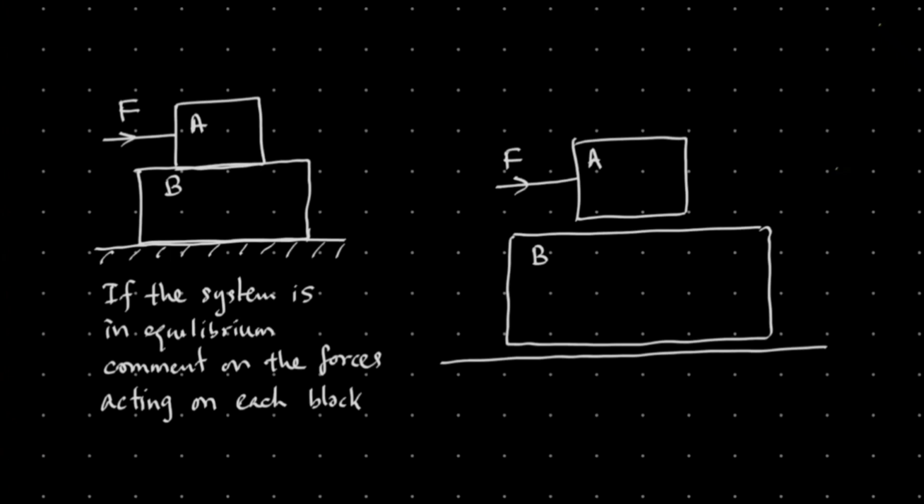So my basic question is, block A is being applied with a force F horizontally, and if the system is in equilibrium, comment on the forces acting on each block. I kept the question completely open by saying comment on the forces acting on each block, because we can expand it to other scenarios as well later.